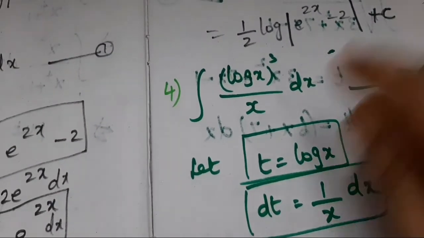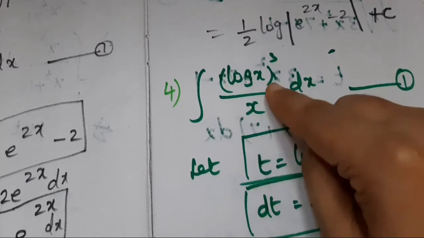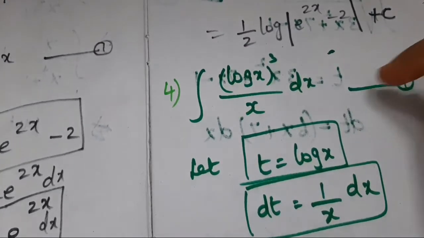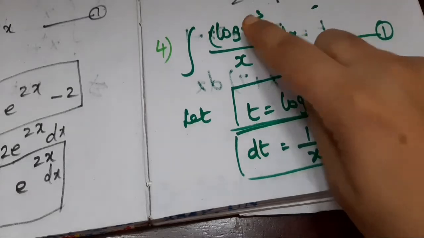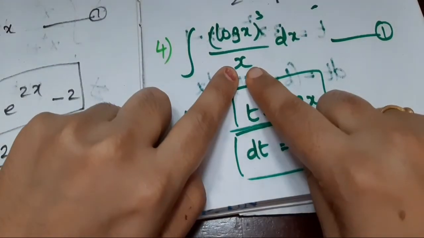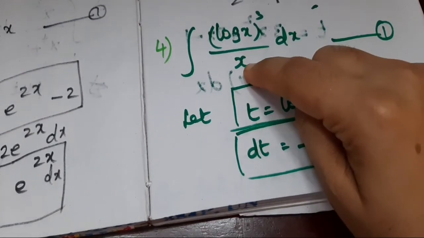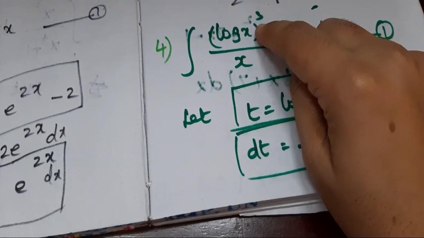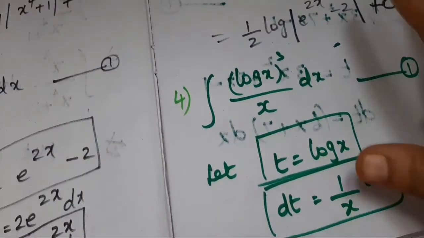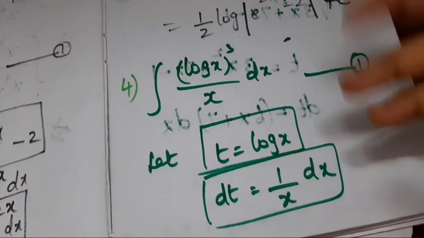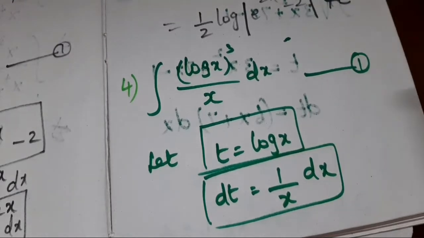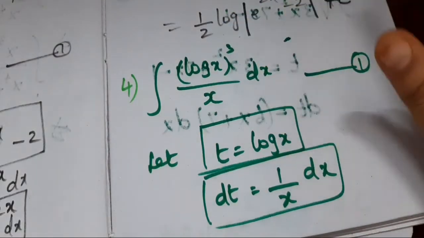Now the fourth problem is integral log x whole cube by x dx. I am going to take t is equal to log x. So you should not take t is equal to x. If you take t is equal to x, then the dt should be 1, right? 1 is not here. So we have to choose t value according to our f dash of x by f of x. That is, the derivative should be in the numerator. That is, the derivative should be with that same thing you should have.